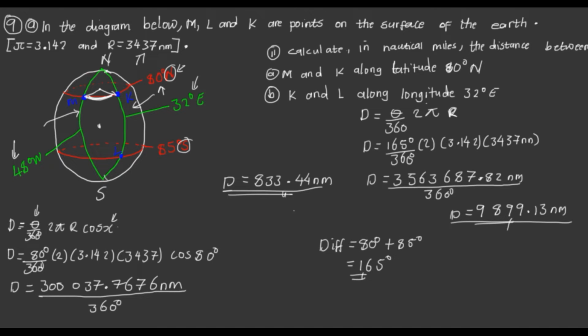Okay, so now if we do the comparison, we can see that the distance along latitude was 833. Therefore, for the distance in the longitude, we have 9,000. So we can see that the distance in the longitude is greater than the distance along the latitude, because the longitudes are considered to be the great circle. So if we are able to draw this, you can see that this distance here is greater than this distance here.